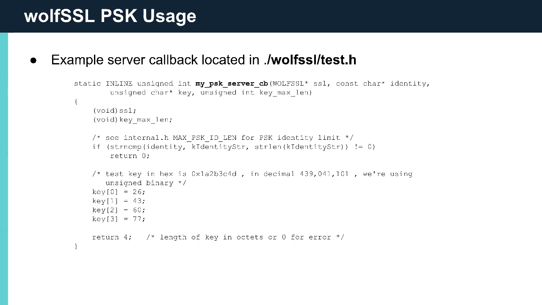So here's our example server callback we have in wolfSSL/test.h. Here we're getting in the identity from the client, so we compare that to our stored key string that we have in test.h. If that's not equal, we return 0, which is an error. If that does match, we go on to set our key, which is the same as the client side was, 26, 43, 60, 77, and we return the length of that key, which is 4.